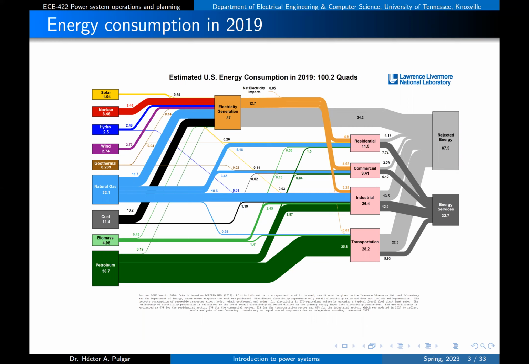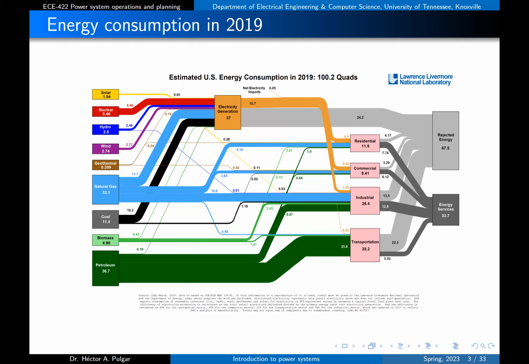The rejected energy is still close to 70%, so we're not very far from what happens in a thermal system. We are moving in that direction. Maybe with more renewables things will be different, but so far we're still there. We probably need about 10 more years to see a significant change here. But we are still around 70% of rejected energy.